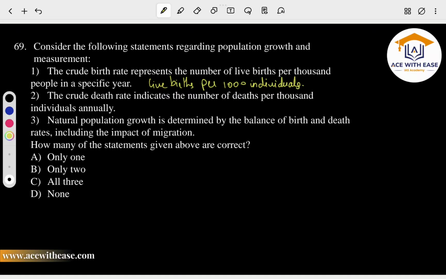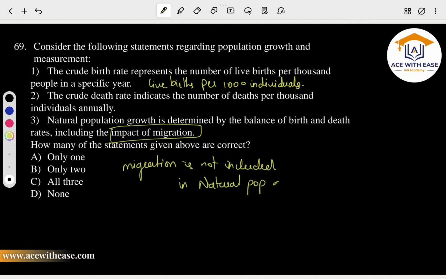Third, natural population growth is determined by the balance of birth and death rates, including the impact of migration. Okay. So here, the statement includes the impact of migration. Always remember, migration is not included in natural population growth. We never calculate migration in the population growth phenomenon. So here the correct option is only 2.